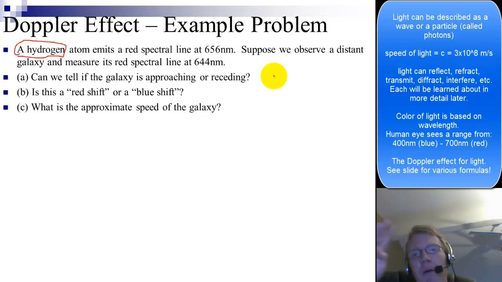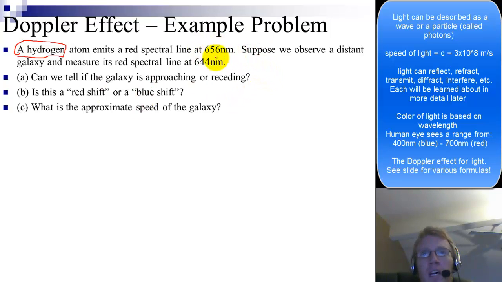And so you can get a known pattern, and you can look for that pattern shifted by a certain amount, and then you can say, okay, that's got to be made of hydrogen, but since it's shifted by a certain amount, it must be moving towards us or away from us at a certain velocity. So this example problem talks about that.